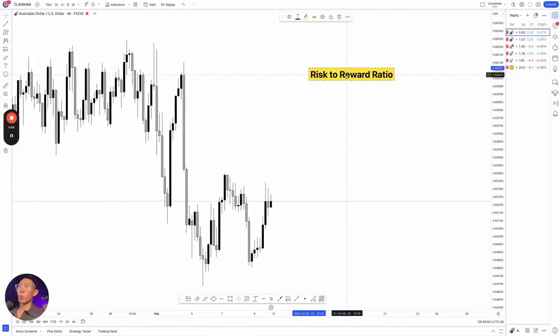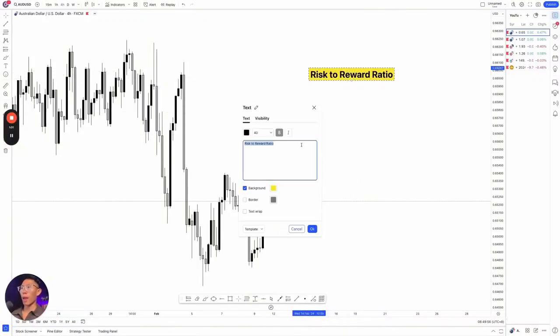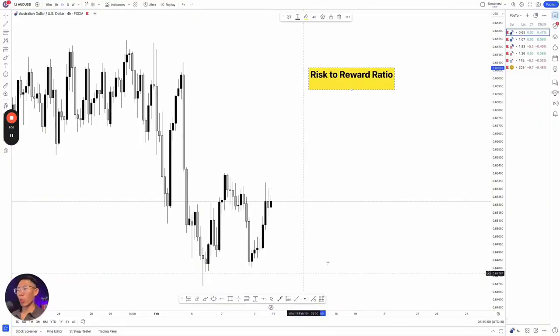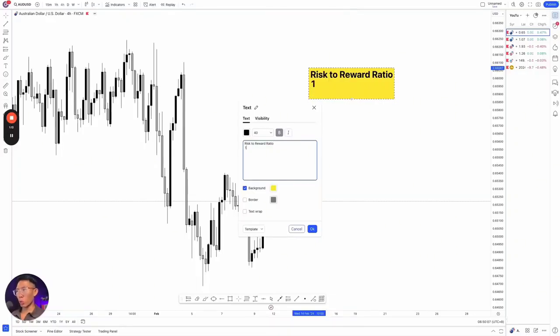So in this lesson, we're going to talk about risk to reward ratio. The thing about risk to reward ratio is basically how much you are risking and how much you are getting back in return. So if your risk to reward ratio is 1:3, that means you are risking 1% to make back 3%. If you lose this trade, you'll lose 1%. If you win this trade, you will win 3% of your total capital. That is basically the premise of risk to reward ratio.